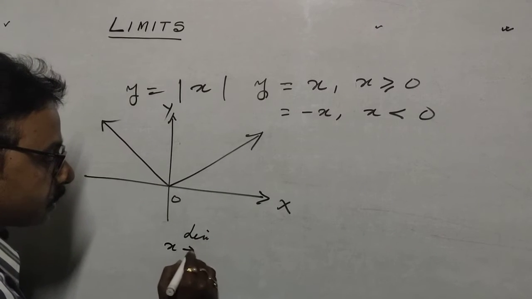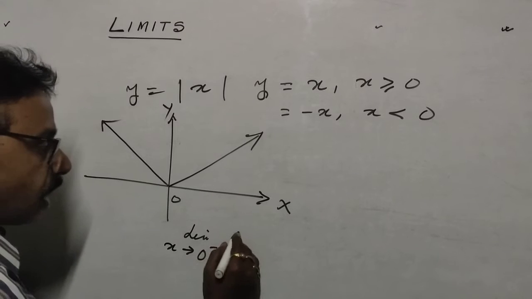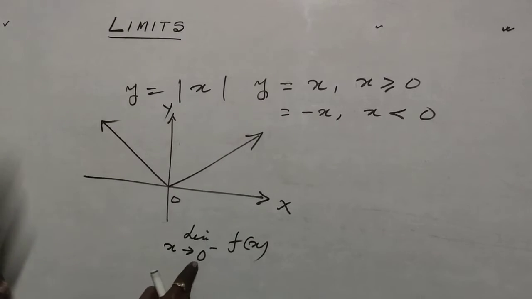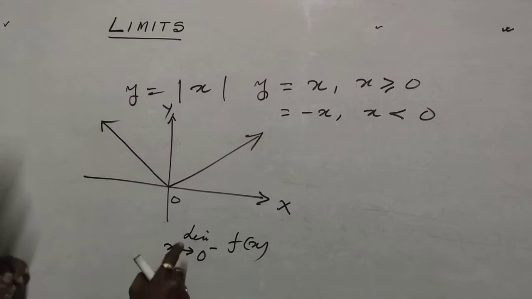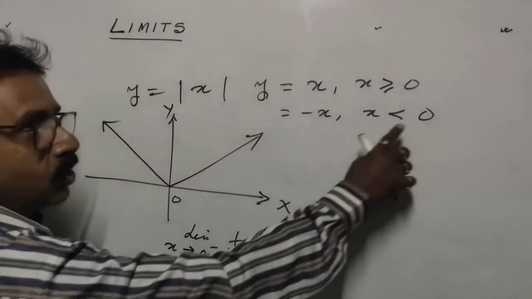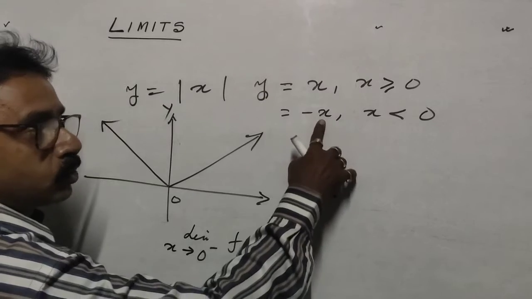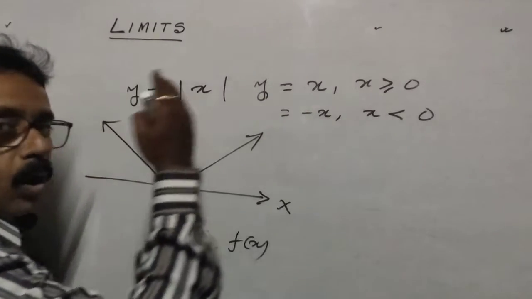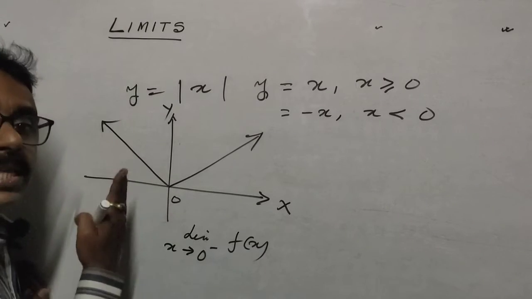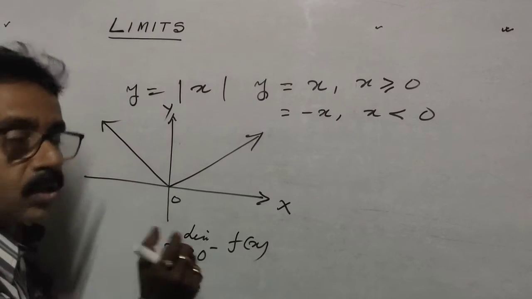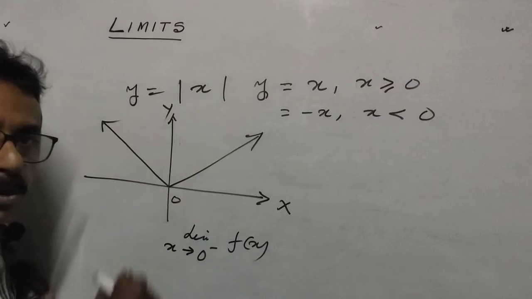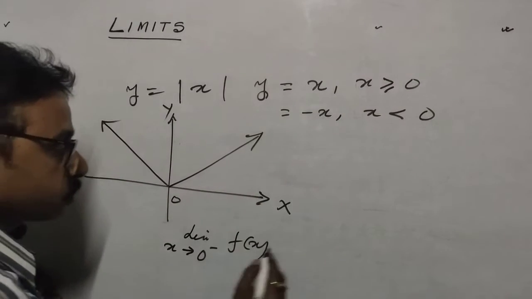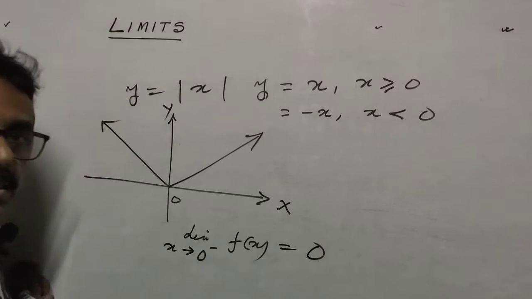the limit as x tends to 0 minus of f(x). If x is very close to 0, that means x is less than 0. So if x is less than 0, then I will take y equal to minus x. Now minus of a number less than 0, however close it is, is negative, so the negative of a negative number will be positive, and very close to 0. So we can say it is 0.